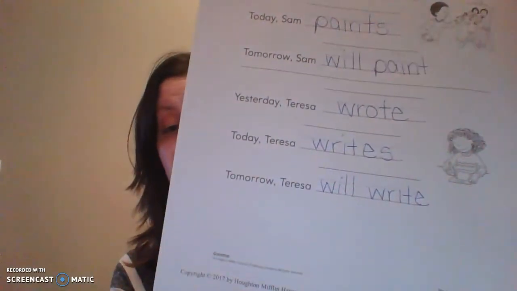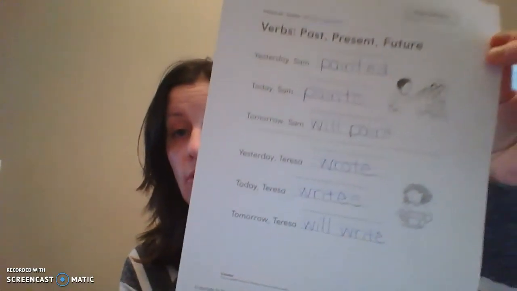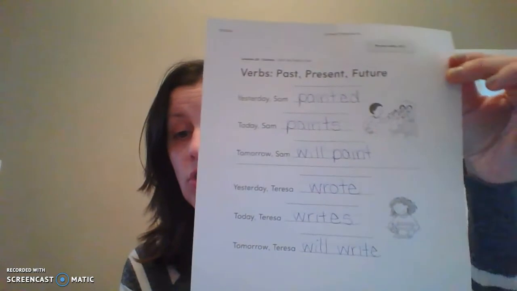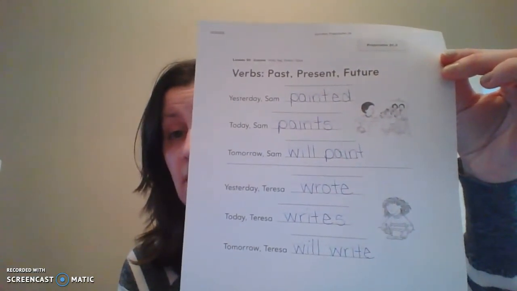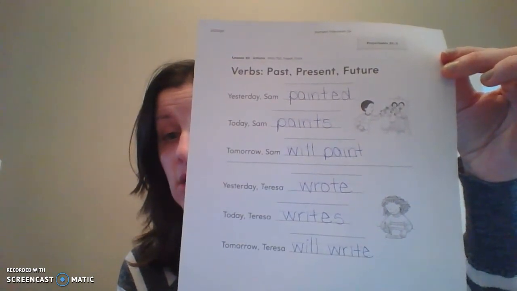So you're going to write your word will, which is one of our new sight words that we've been practicing. And then you're going to make sure you have your space. So if you don't have your spacer, you're going to use your finger, and you're going to write your word write right after that. So it will be, tomorrow, Teresa will write. So if you guys need to take a second, make sure that you have all of it, just like Mrs. Hanson. Maybe you can even pause it so you guys can look at this.